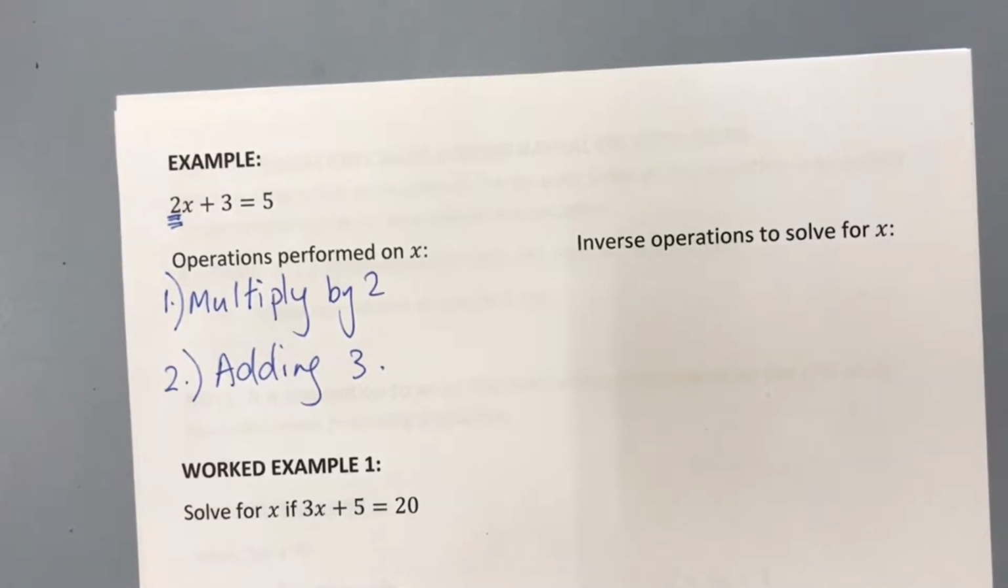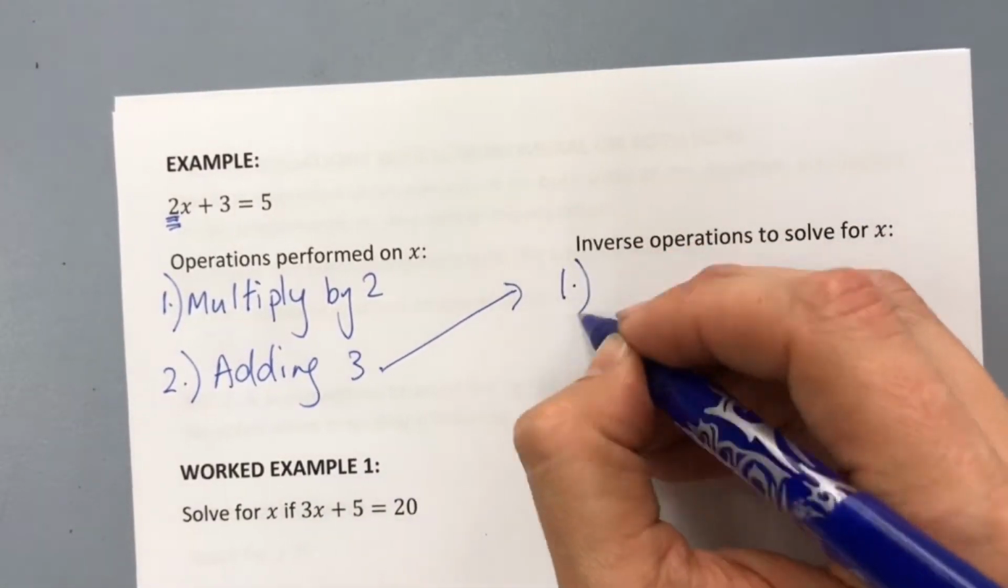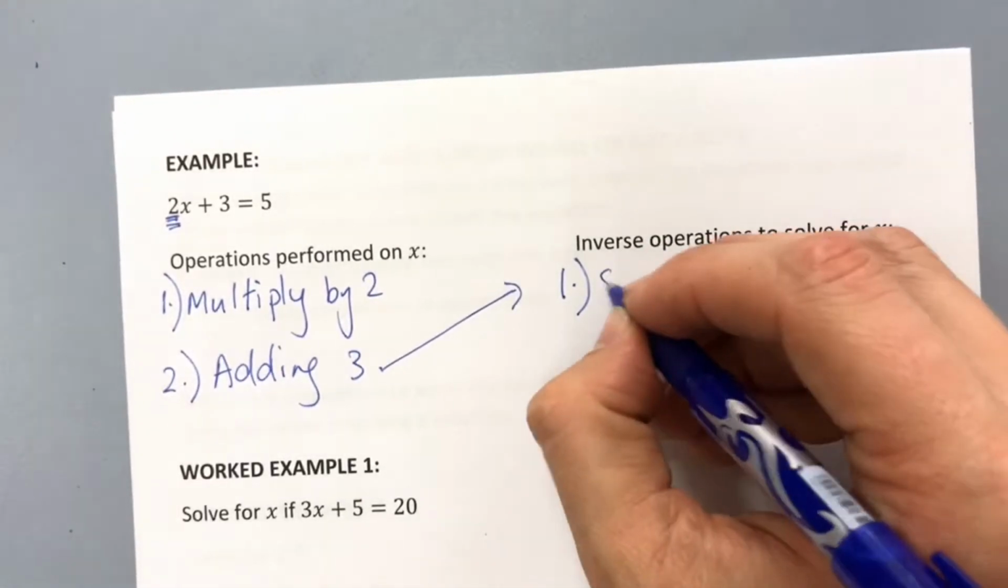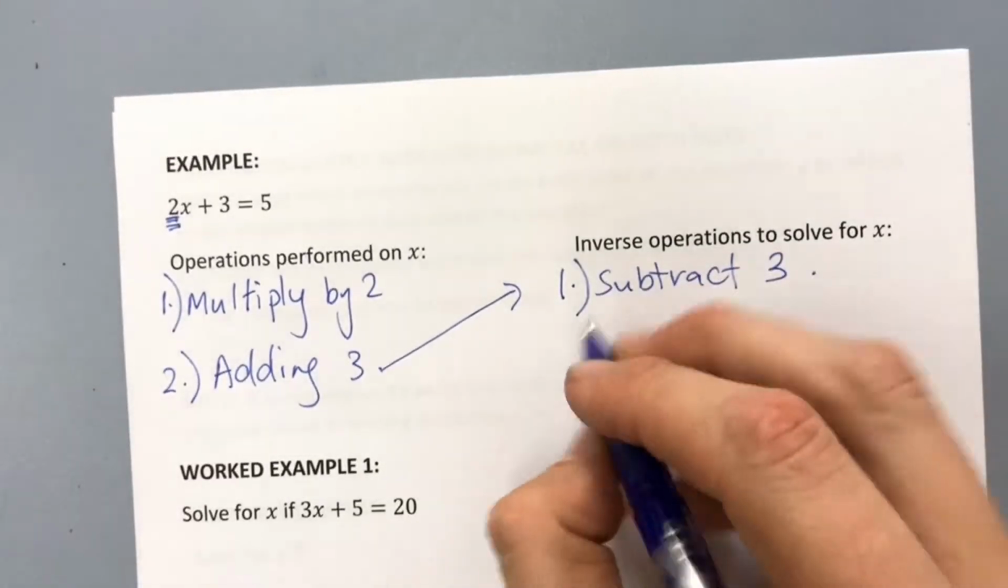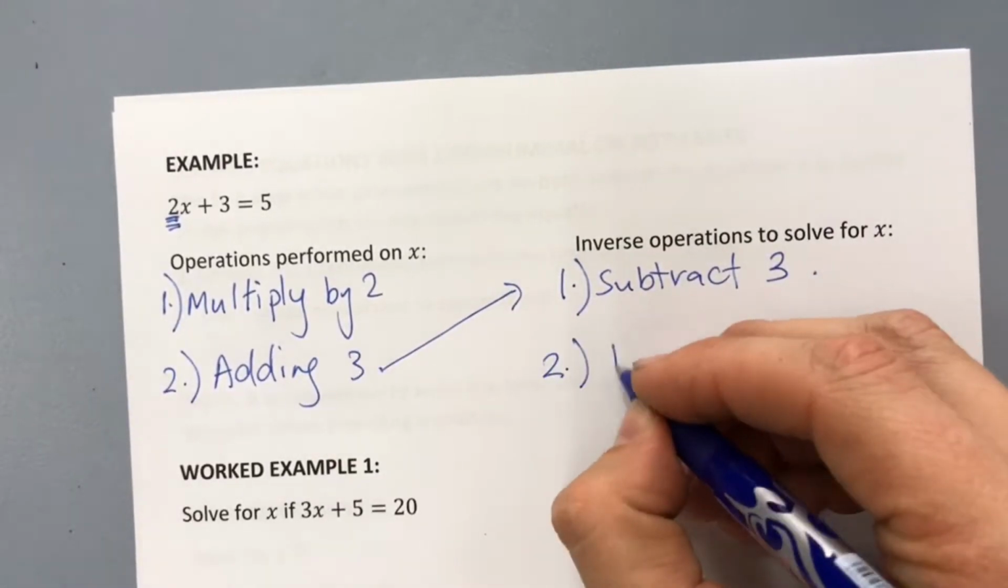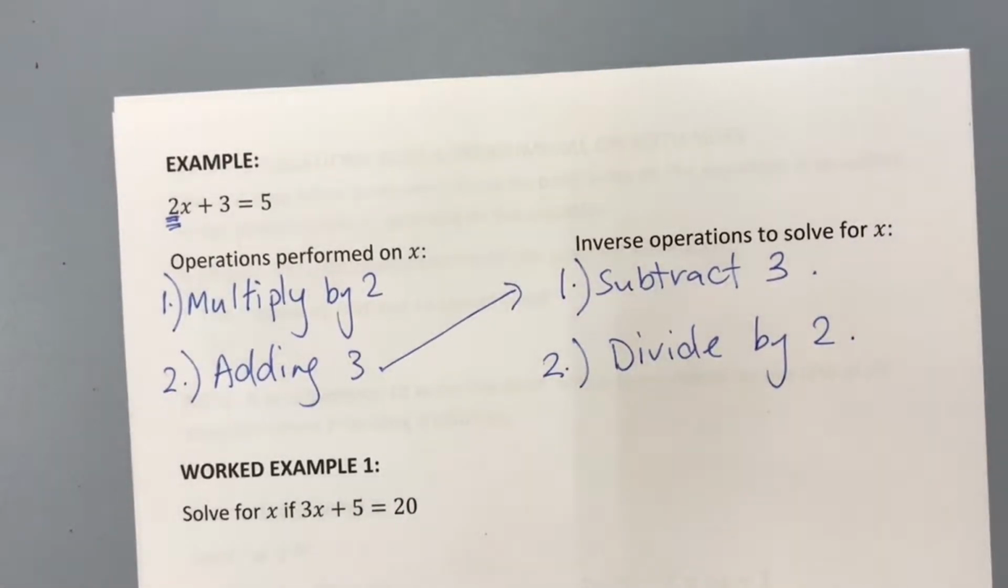We then reverse the order and do the inverse, or the opposite, okay? So because we're adding 3 last, the first thing we're going to do with inverse operations to solve is subtract 3, okay? The second thing we're then going to do is divide by 2. You do them in the opposite order, okay?